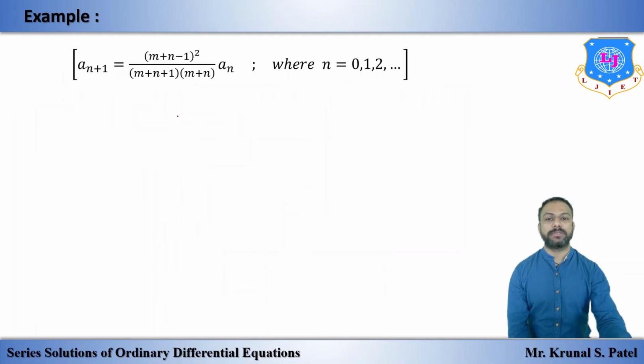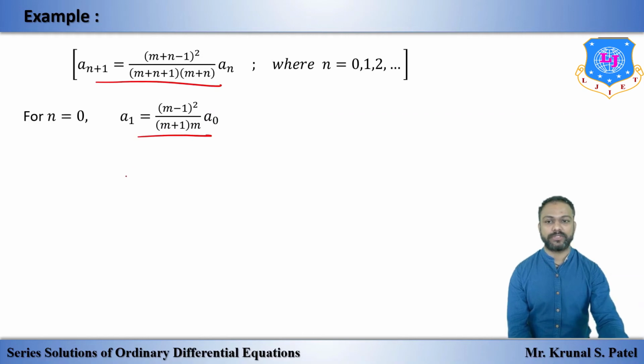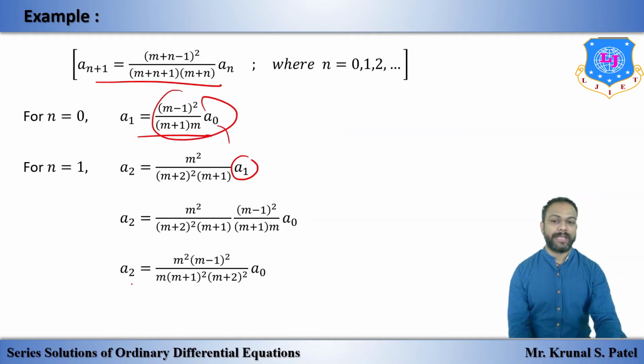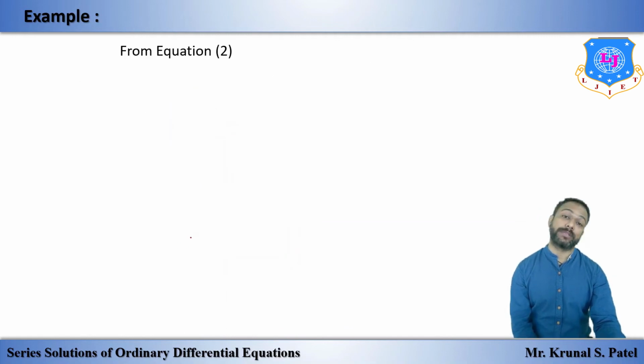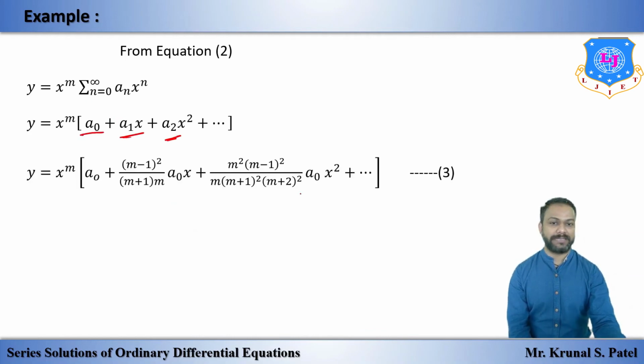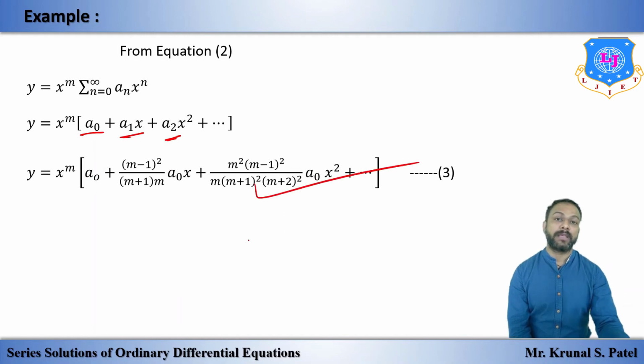Now we will start to put n = 0, then n = 1. We'll put the value of a1 from here, so by simplifying this we get a2 and so on. We'll put all this in equation number 2, that means in the trial solution. This is our trial solution. We'll put a0 as it is, and we'll put a1 and a2. So we have this equation number 3.